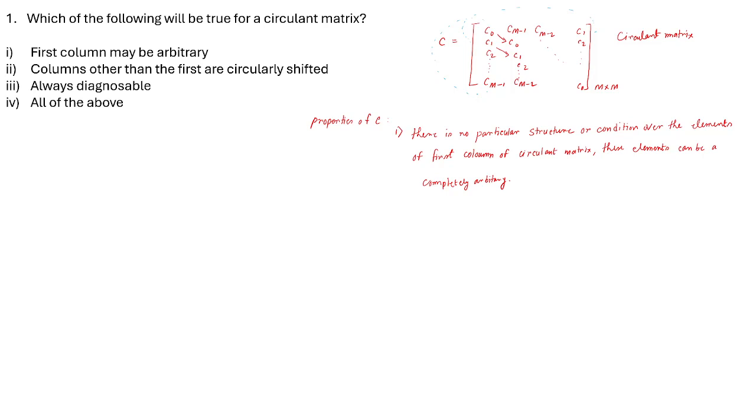So the first property holds. Next we need to check the next property, which says the columns other than the first are circularly shifted. To check that, let us move to our next column. This is the first column. First we move to the second column, and what we observe is that the second column is the circularly shifted version of the first column, but the shift is downwards by 1 unit. So let us write it down here.